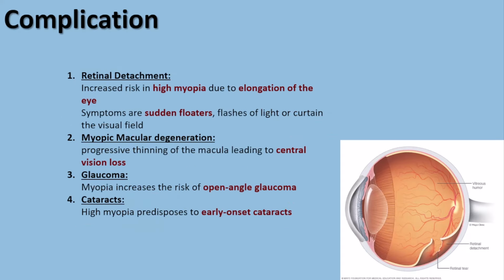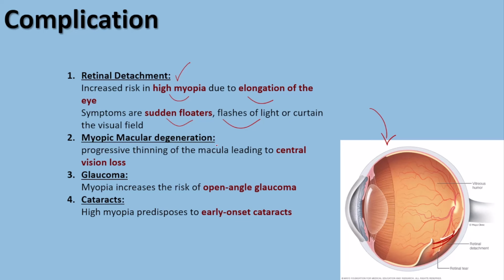So what are the complications in case of myopia? First of all, we have probably the most dangerous complication, which is retinal detachment. Here in this picture, we can see a retinal detachment in the eye, and as you can see, the retina is detached from the underlying basement membrane, and this usually happens in high myopia, and it is due to elongation of the eye. Symptoms are sudden floaters, flashes of light, or the patient may report that a curtain is coming in the eye field.